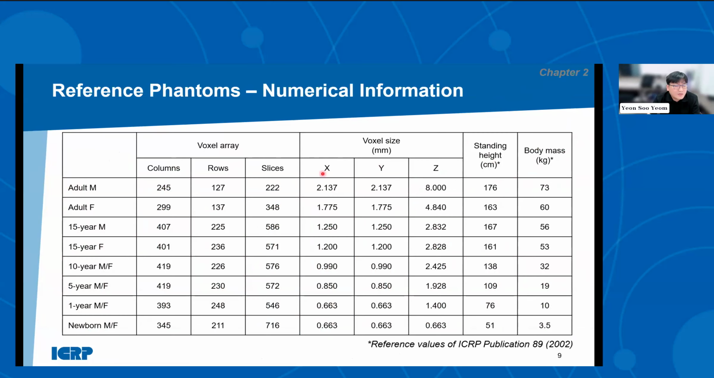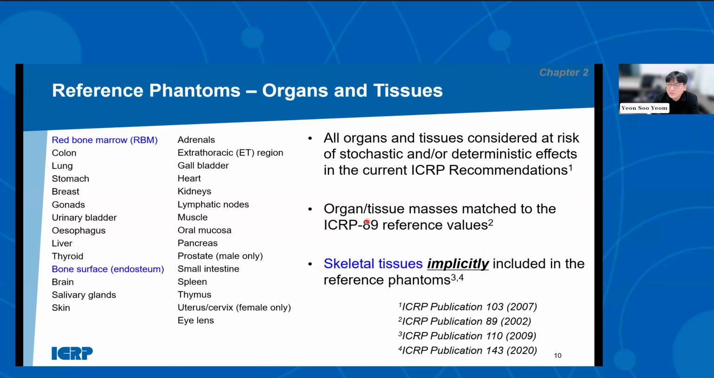This table shows basic numerical values of the reference phantoms, such as voxel array and voxel size, and standing height and body mass. Particularly, height and weight for each phantom, each age and gender, are matched to the ICRP reference values. And importantly, the reference phantoms include all organs and tissues considered at risk of stochastic and or deterministic effects in the current ICRP recommendations. In other words, these phantoms include all the organs and tissues required for effective dose calculation and also the lens dose calculation. And the mass of all these organs and tissues are also again matched to the ICRP reference data.